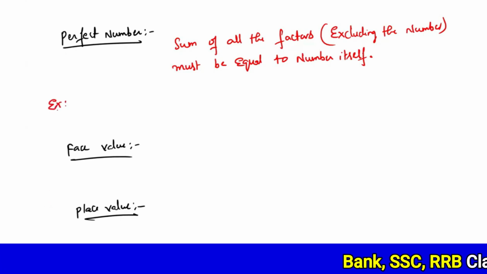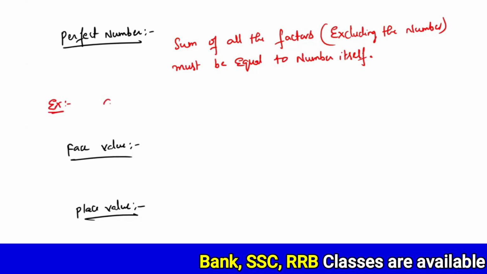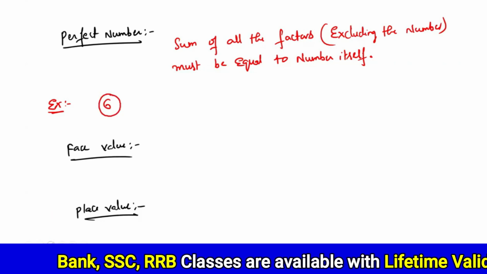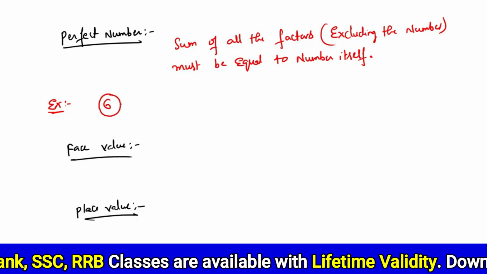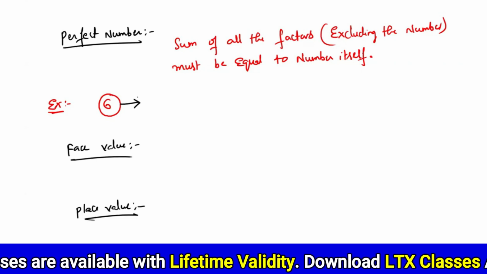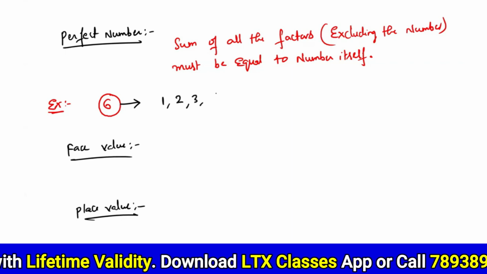If I take an example, you will easily understand. Let us take the number 6. In number 6, what are the factors? 1, 2, 3, 6. Very good.